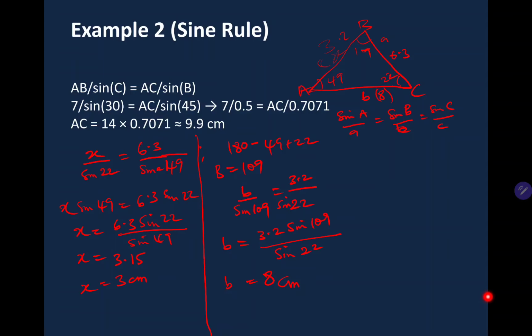So we now have all the sides of the triangle and all the angles. So we have B to be 8, A to be 6.3, and C to be 3.2. And then we have the angle A 49, angle B 109, and angle C 22. So that's it for this question. We move on.